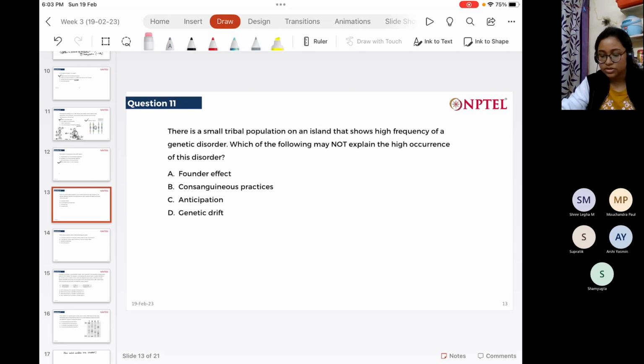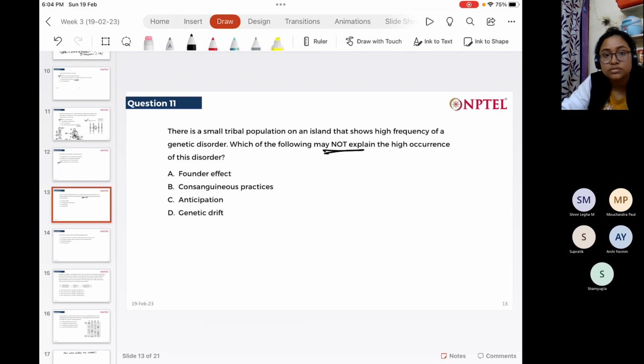Now moving on to the next question. There is a small tribal population on an island that shows high frequency of a genetic disorder. Which of the following may not explain the high occurrence of this disorder? It will not explain, okay? May not explain. The options are founder effect, consanguineous practice, anticipation, and genetic drift.